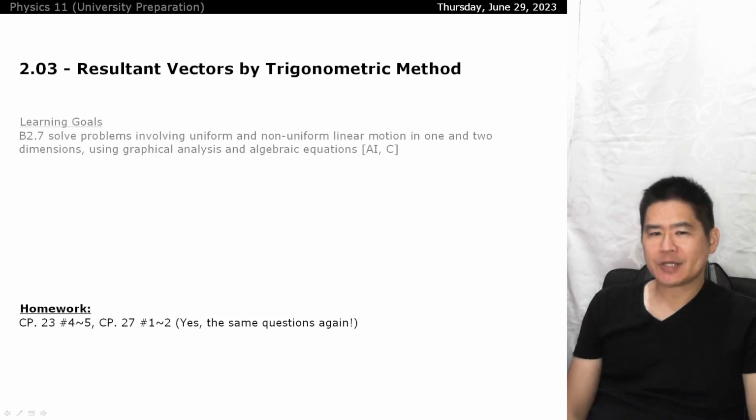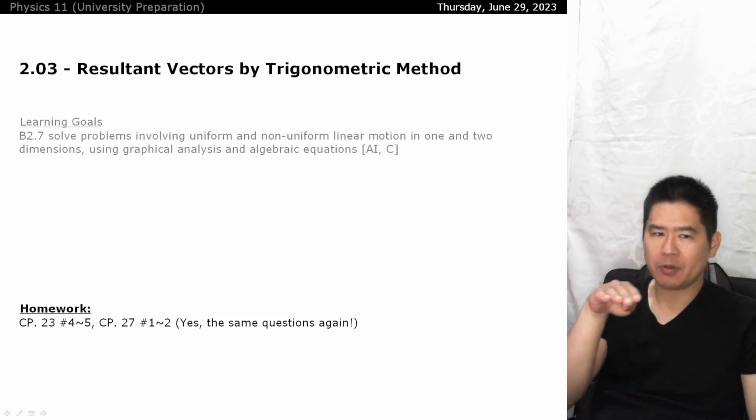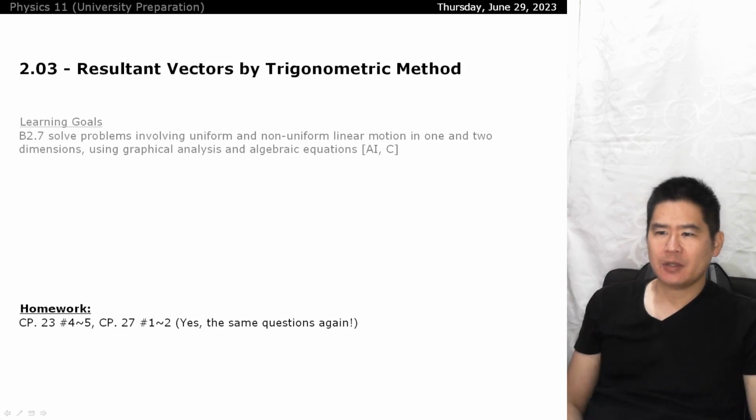Even though in our last lesson we solved everything using trigonometry, by definition that was known as the component method, as you're breaking everything down into its horizontal components and vertical components. There actually is another way of solving these problems called the trigonometric method, where you're not breaking into its components. Instead, you're using either the cosine law or the sine law in solving it.